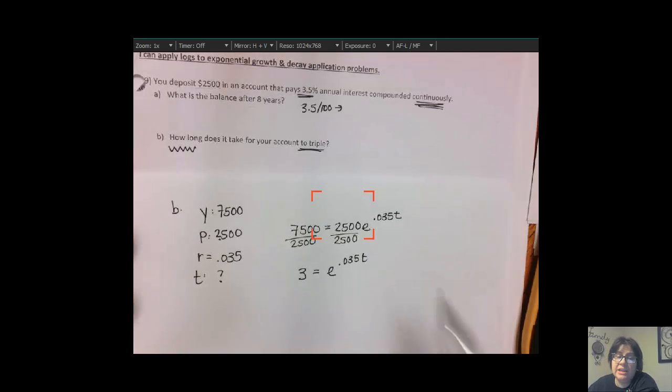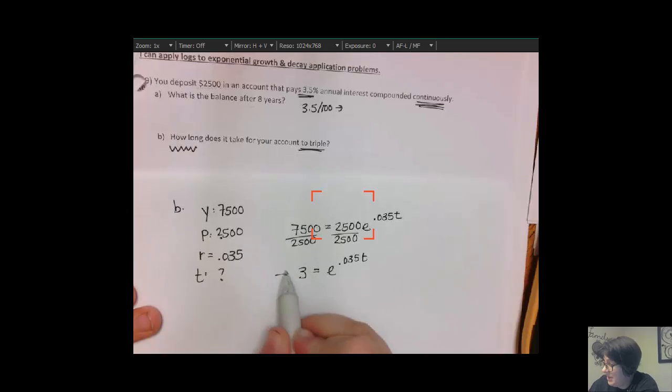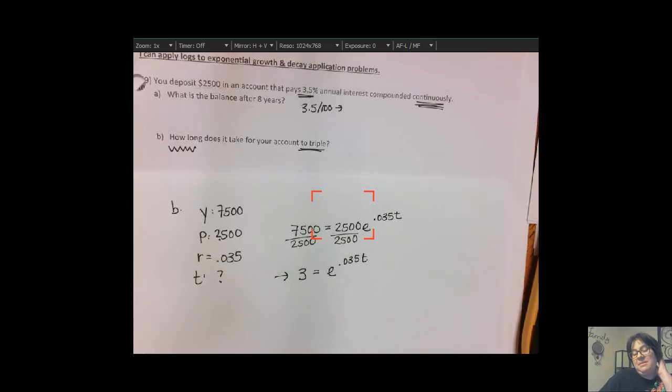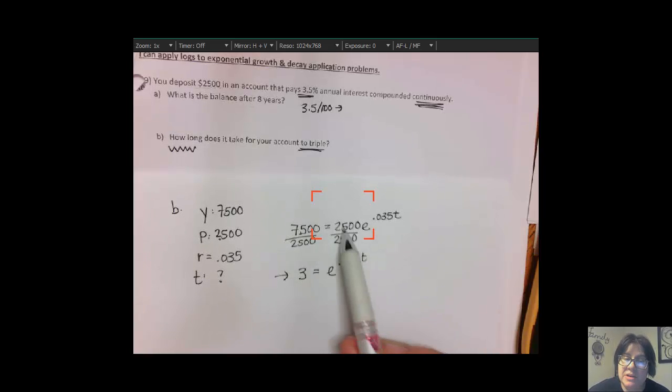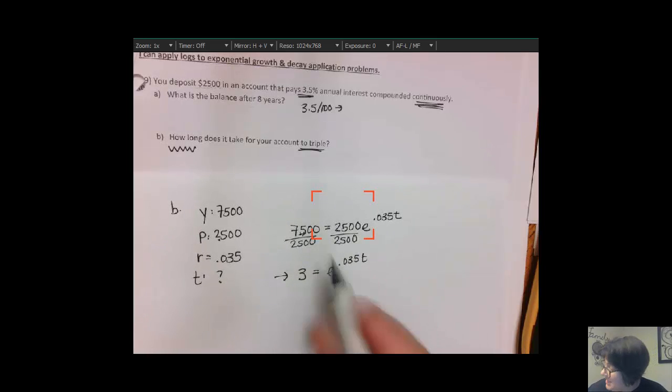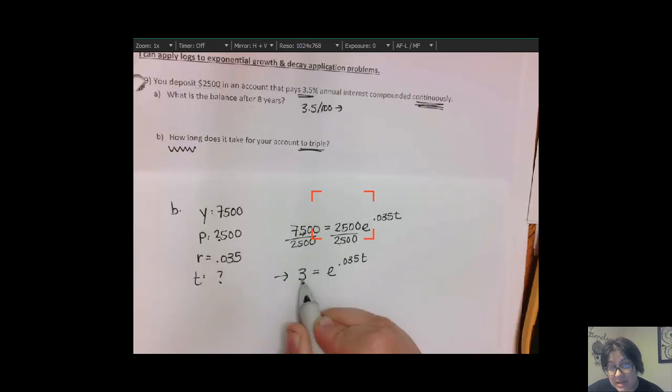Now, if you're good, you can actually start the problem right here. It takes the same amount of time to triple your money no matter how much you have. So to go from 2,500 to 7,500 takes the same amount of time as going from 25 to 75, or from 100 to 300. Or in this case, there's an imaginary 1 here, so from 1 to 3. So you could start there if you wanted to.